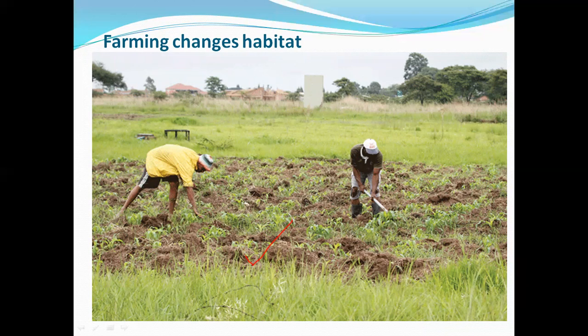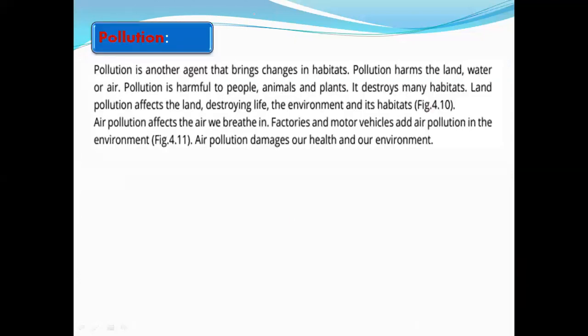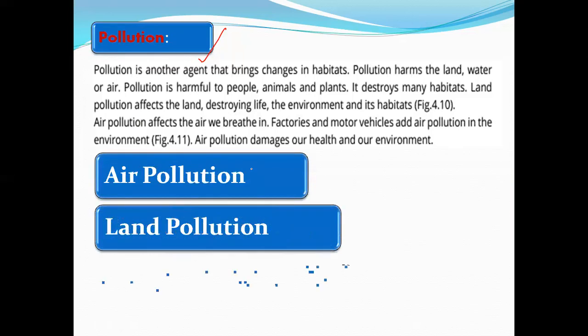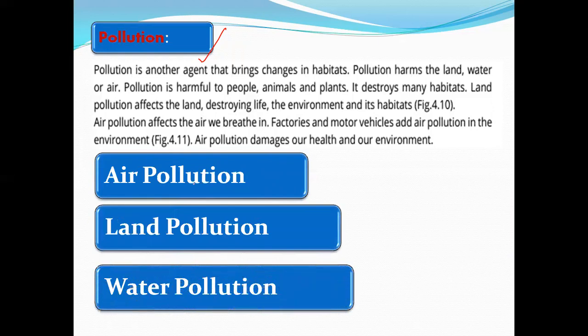If we see the next very important factor, that is pollution, that is another agent which brings the change in habitat. So pollution can be air pollution, land pollution, and water pollution. So they are not only destroying the habitats, but also destroying human health and the whole environment as well.